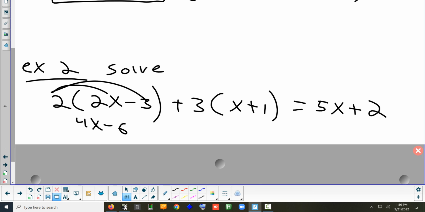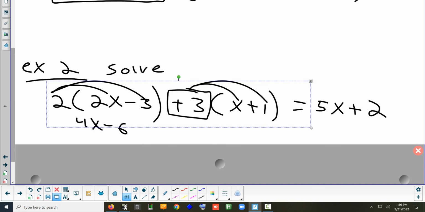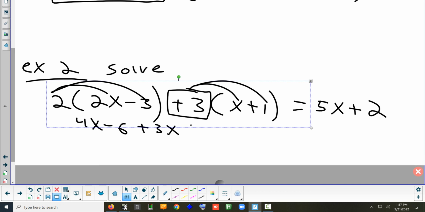And what am I distributing for the next thing? 3 times x and 3 and 1. Right. And it's a positive 3. If that was a negative in front of the 3, the negative would be distributed with it. But it's a positive, so we don't have to distribute a negative. Sam, what's positive 3 times x? 3x. And positive 3 times positive 1? 3.